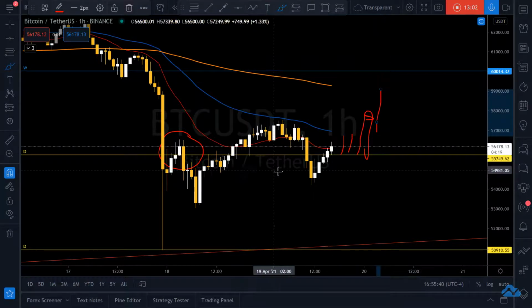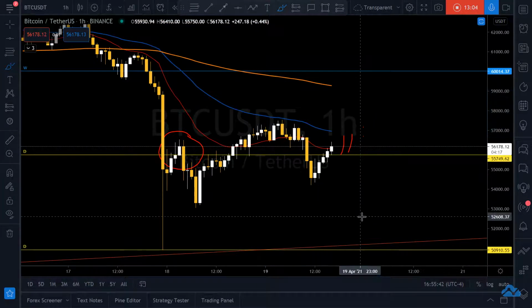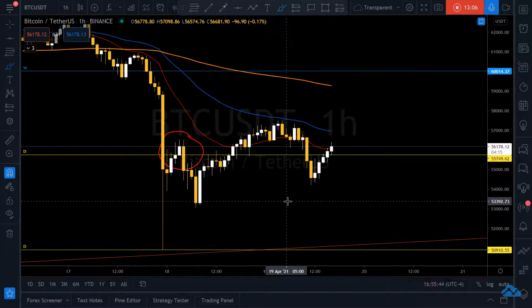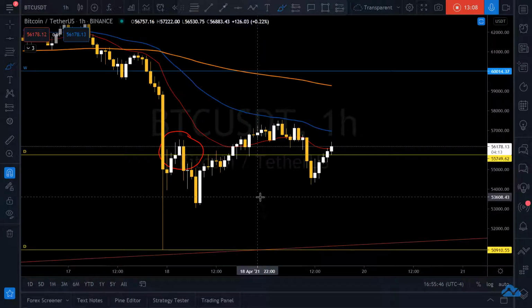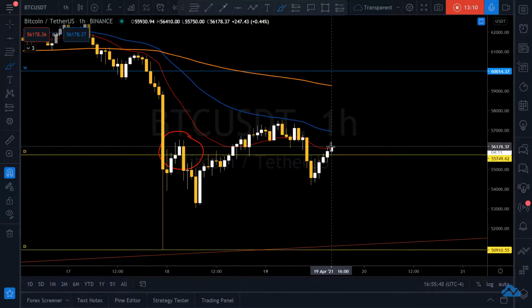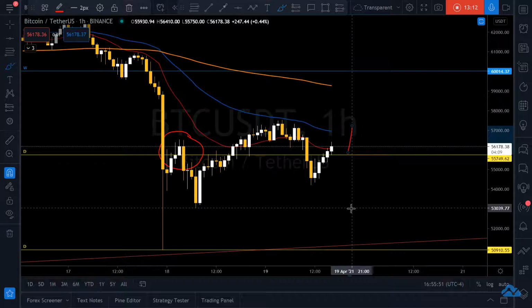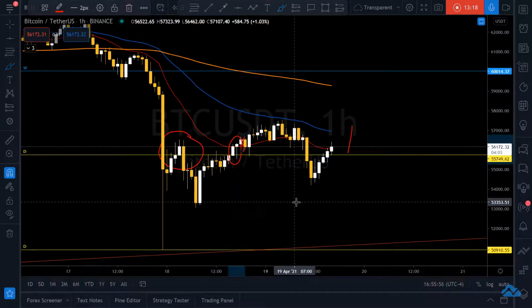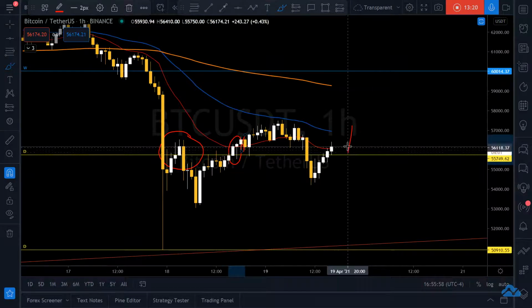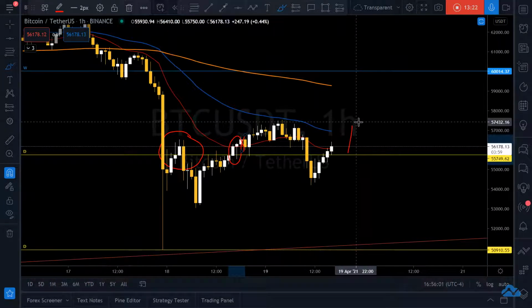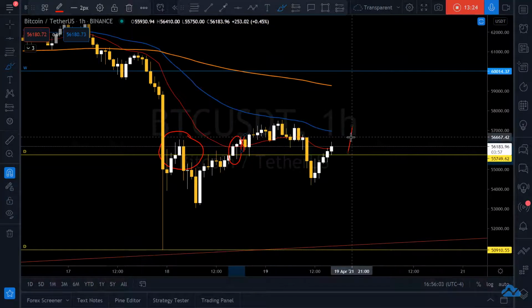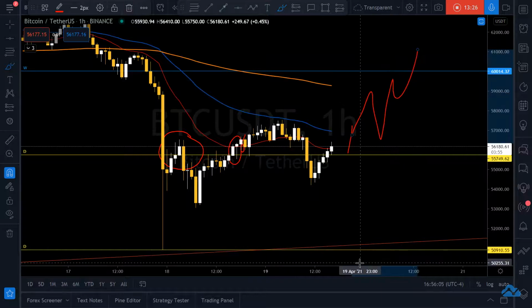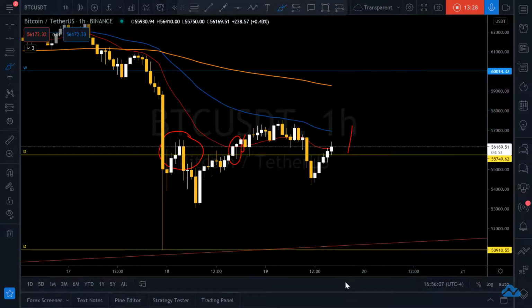You want to look for a hammer, pin bar, something that says I'm getting away from this level here, I'm rejecting from this level. It could look like this right there. And you want to take the next bullish candle out of there to the top side. That's what you want to see.